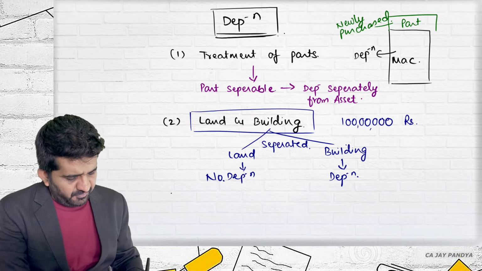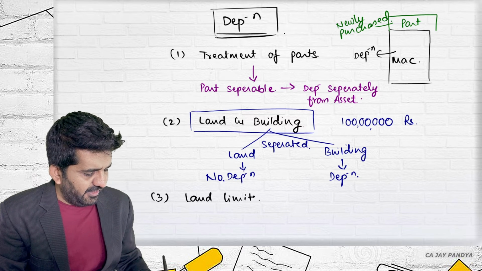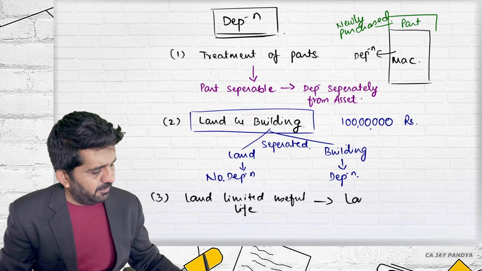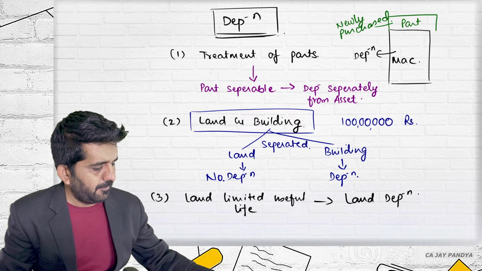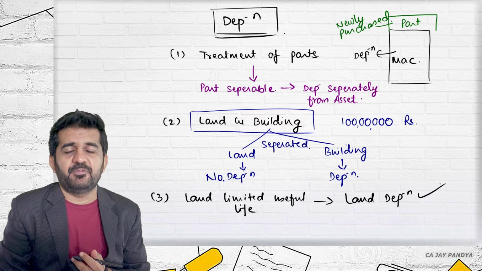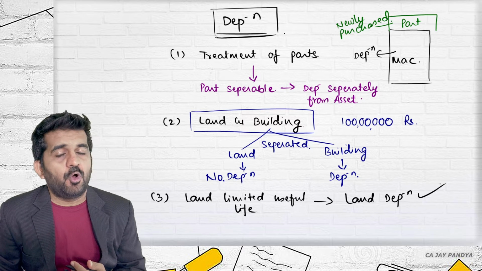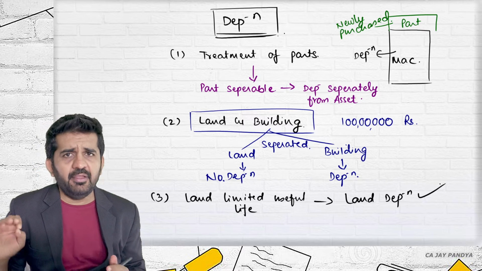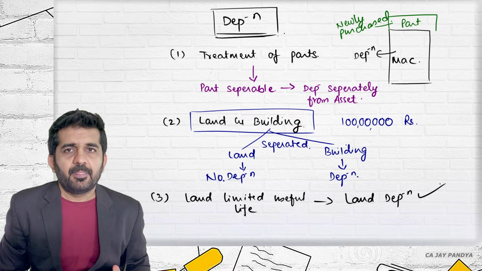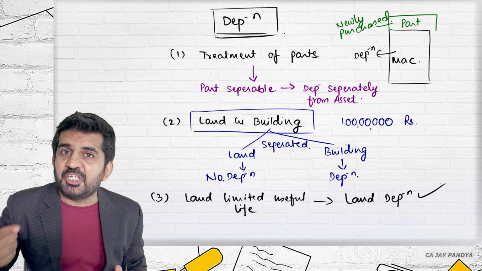Third, if the land is having limited useful life, even land will be depreciated. When the land is having limited useful life, say you are having a lease land of iron ore for say 50 years. As per PPE, you are the owner of the asset. You will be learning it in intangible assets. So if you are owner of the asset, can you depreciate it? The answer is yes.